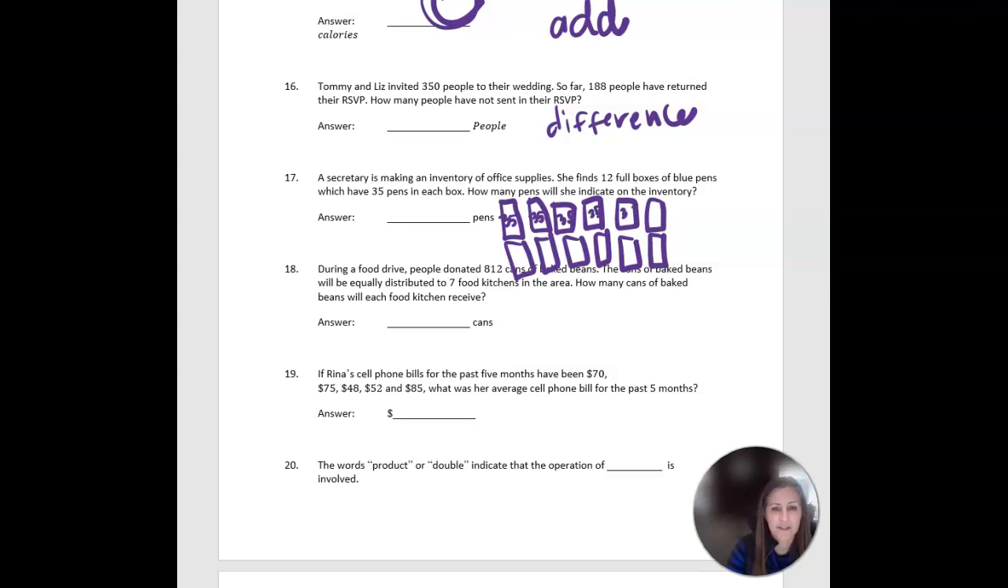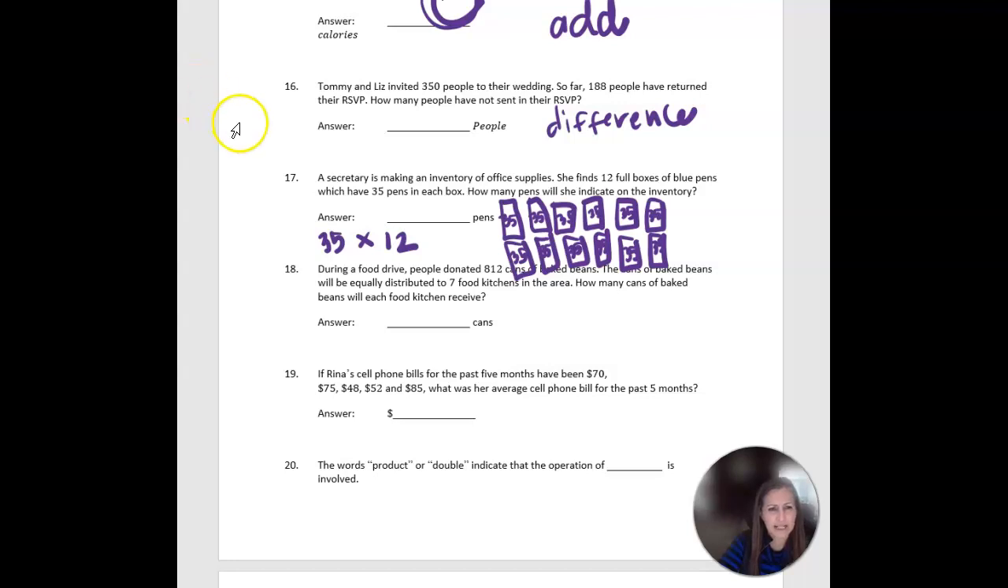There are two ways to get this answer. You could add up 35, like I'm doing right here on my image. You could add 35 12 times. Now that would take a while, especially if you're doing this by hand. But even to do it with a calculator, that would be pretty tedious. Your better option is to multiply 35 times 12. Each box has 35 pens, and there are 12 boxes.